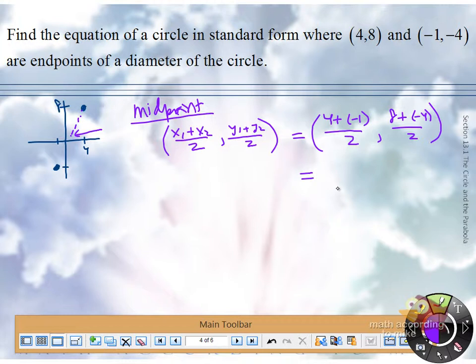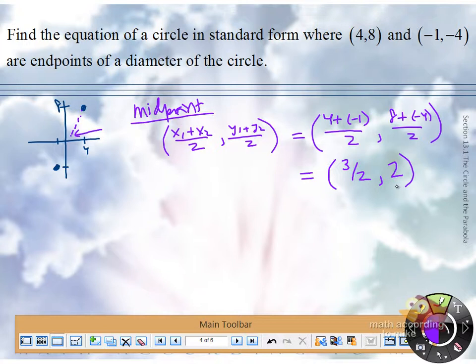What is our x coordinate? Y coordinate? 2. 4 halves. So that right there tells you h is 3 halves, k is 2. So now we need to find r. We can find r one of two ways.